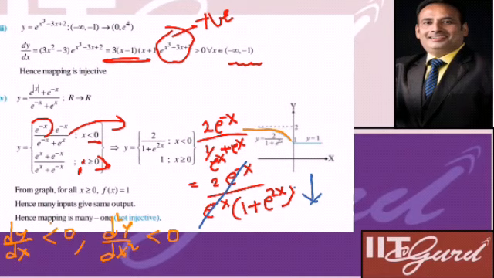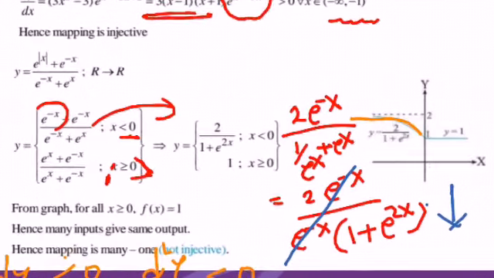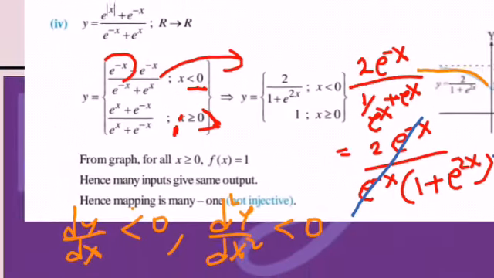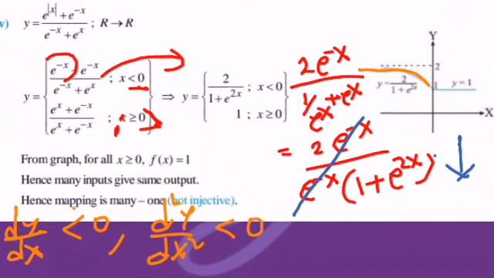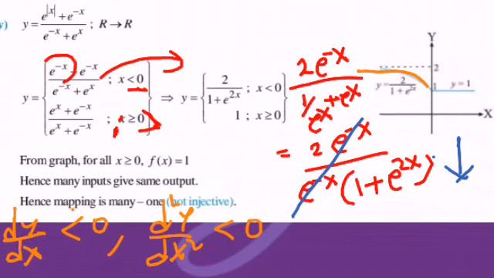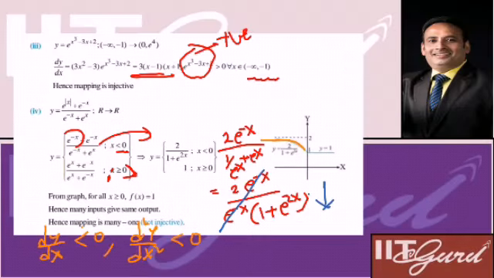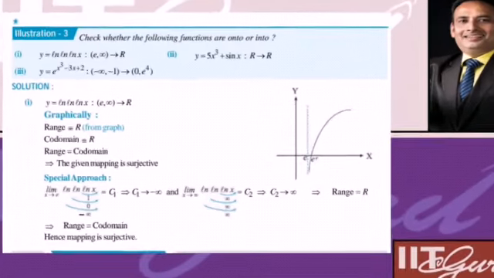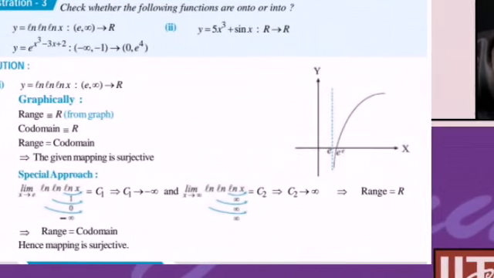Here in the negative part it is injective, but in the positive part it is a constant function. So if you draw a line parallel to the x-axis, on the line y equals 1, it cuts infinitely many points. So due to this positive part, it violates the rule, as it is not injective. Finally we can say this is not one-one, it is a many-one function. Okay, fine. Check whether the following function is onto or into.